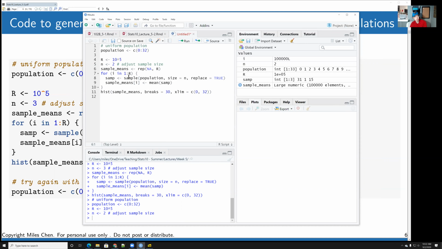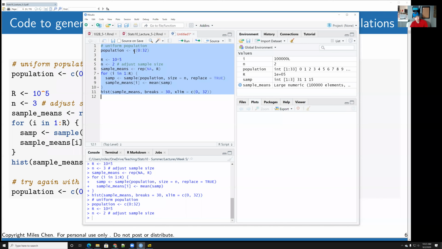okay, what we're going to do is use the function sample, which draws a random sample from the population. The population are the values 0 through 32 with replacement. Okay, so with replacement means we can select the same number again. How many values am I going to select? I'm going to select n, which is in this case 2. All right, so this will form a random sample of 2 values, and I'm going to take the mean of those 2 values and store it inside sample means i. Okay, and then at the end I'm going to create a histogram based on this.